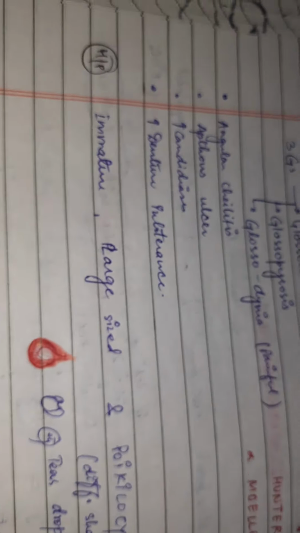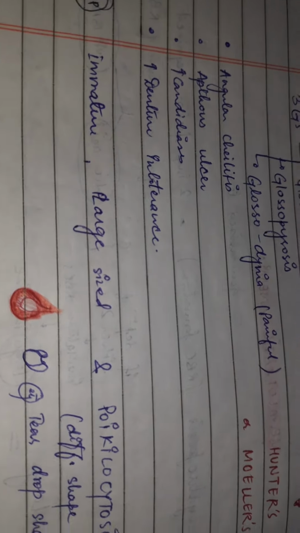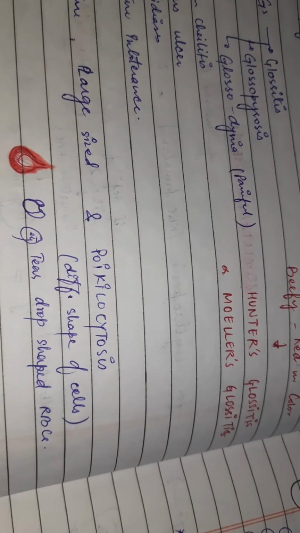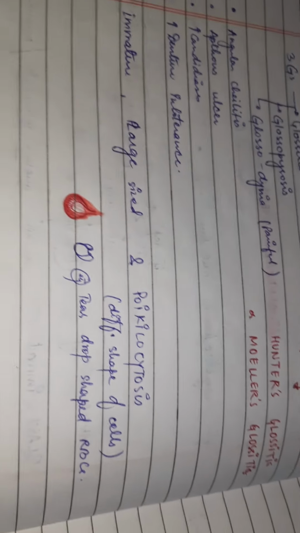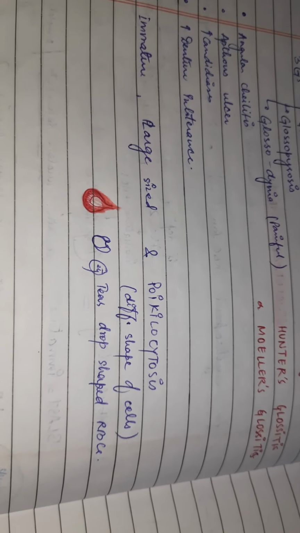Now, histopathology: immature, large-size RBCs and poikilocytosis, meaning different shapes of cells. Teardrop-shaped RBCs are present. Example, like this.